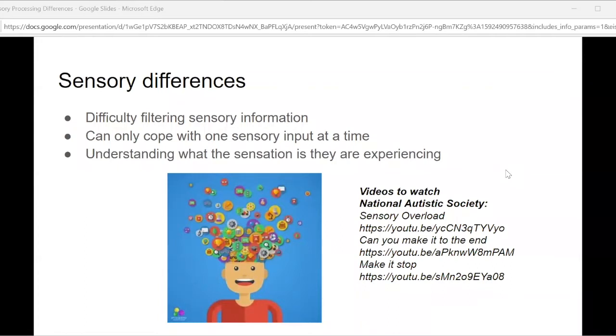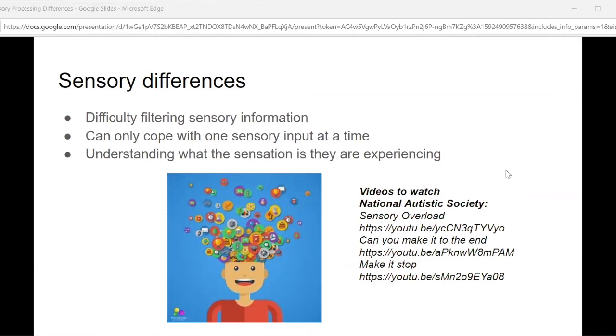Very often they can only cope with one sensory input at a time. Certainly some children I've worked with have said that they can't look and listen at the same time. So they can't look at the person who's speaking to them and listen to what they're saying. And they sometimes don't understand what the sensation is that they're experiencing. They know that something's not right and they're not feeling right, but it's really difficult for them to be able to attach a meaning to that.